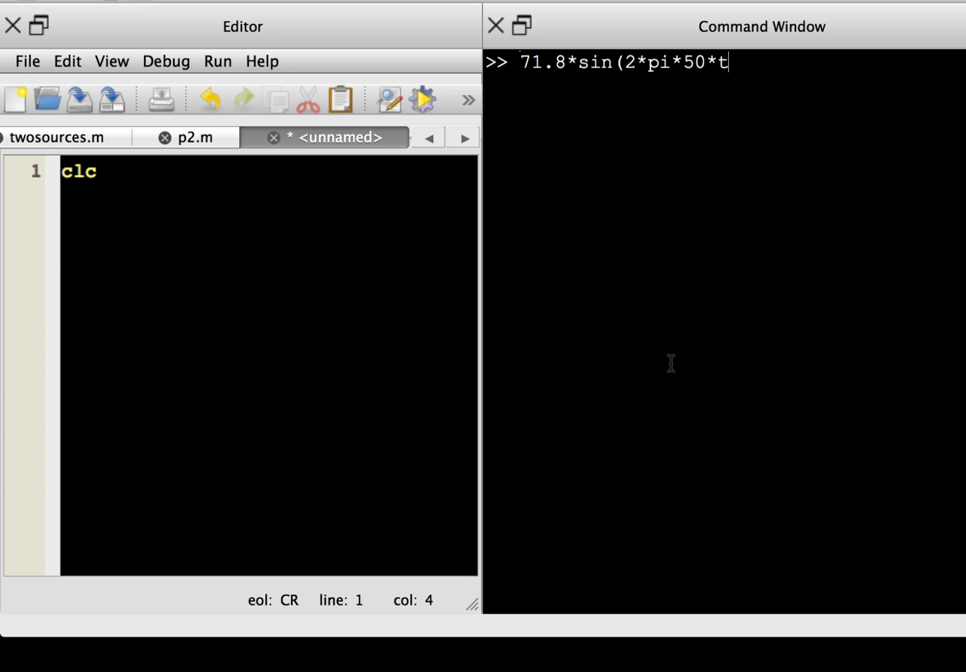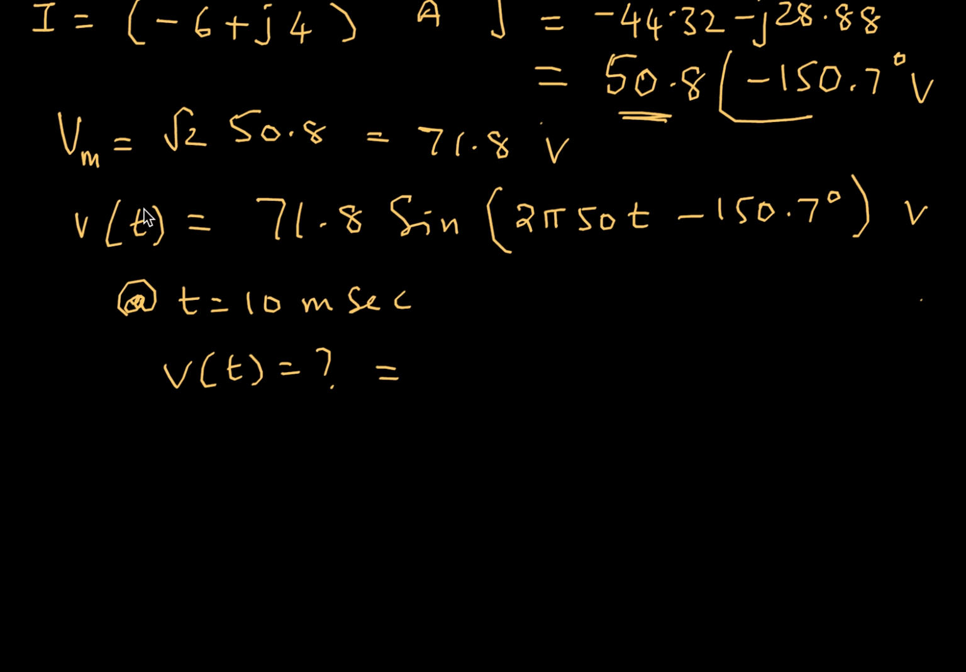I have not yet defined what my t is. So t I will define as 10 milliseconds, 10 e minus 3, minus 150.7 degrees. This is in degrees, so I'll convert into radians because the sine function accepts values in radians. So that's it. Here I'm getting 35.138 volts. So the answer is 35.138. So at time t equal to 10 milliseconds, the instantaneous voltage drop across the element will be this much.